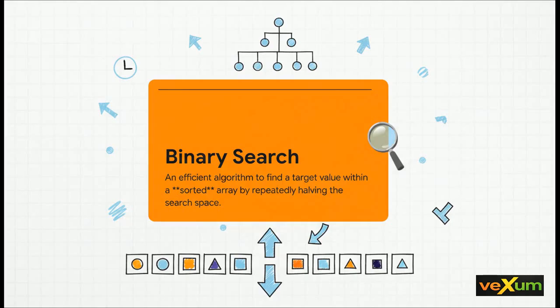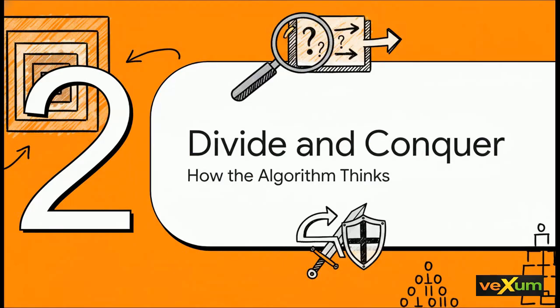So let's give this trick its proper name. This is binary search. It is a super efficient algorithm for finding something in, and this is the most important part, a sorted list. It works by repeatedly chopping the search area in half. And that word sorted is everything. It's the secret sauce that makes the whole thing work. Okay, so we've got the real-world idea down. For section 2, let's dive into how a computer actually thinks when it's using this amazing divide and conquer strategy.